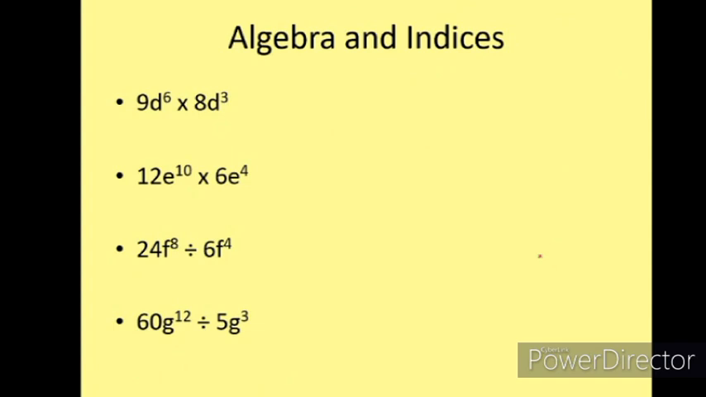So first one, I've got to do 9 times 8, which is 72. And then the bases are the same, so I keep my base. And I'm multiplying, so 6 plus 3 is 9. Okay. Next one, I'm multiplying, so I'll do 12 times 6. Okay, which is 72 again.